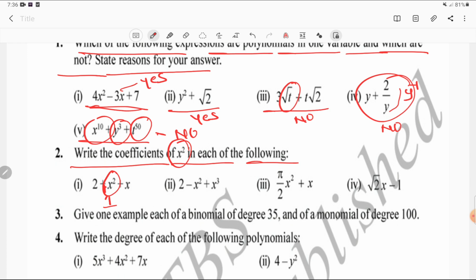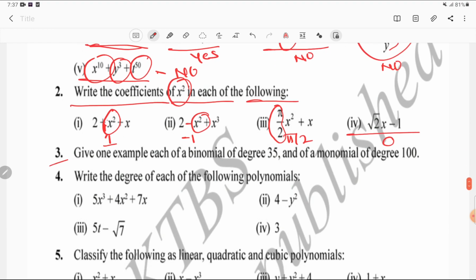So here is x square. On its side, what is the number? There is no number given here, so its coefficient is 1. See the x square here, its coefficient is minus 1, because here is a minus. Here is x square, the coefficient is pi by 2. Here there is no x square value given, so its coefficient is 0. Third one is a basic example.